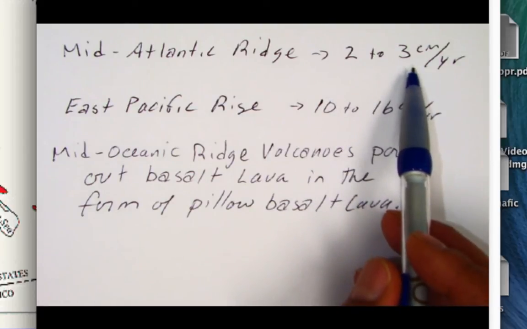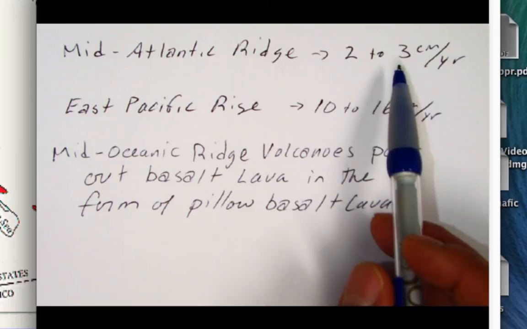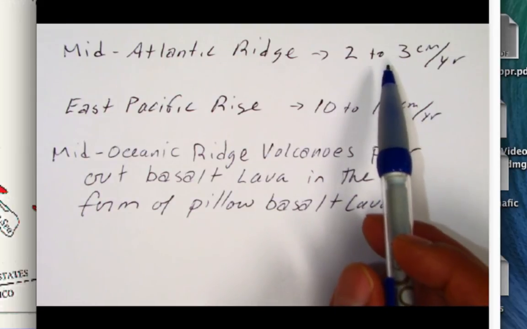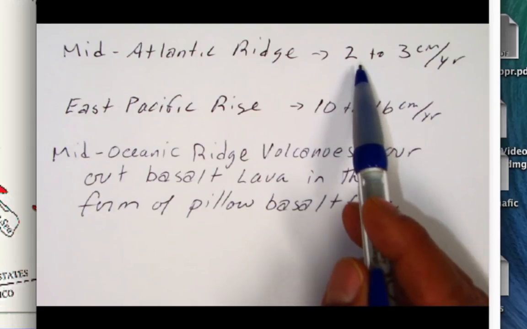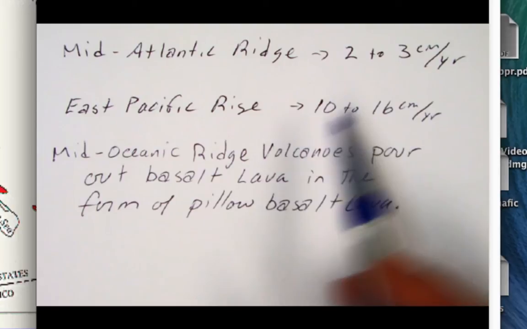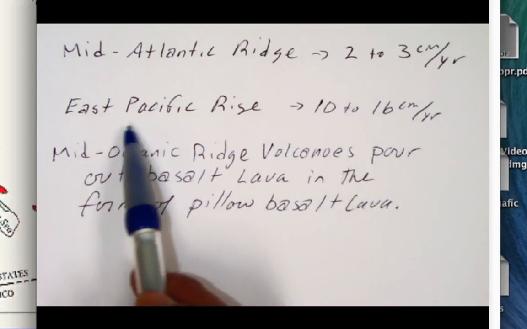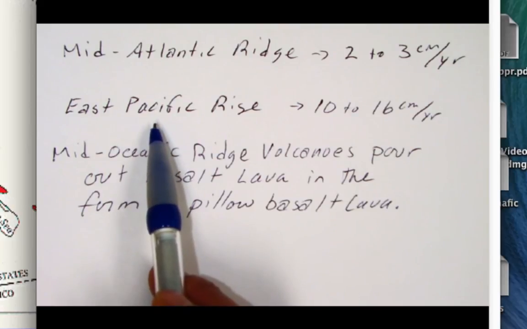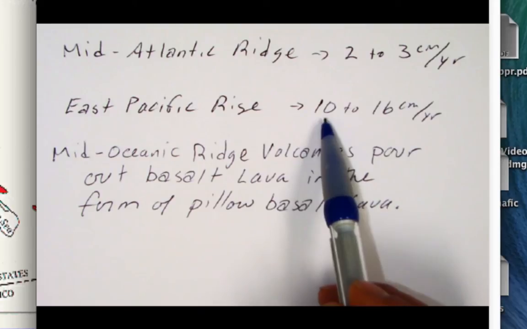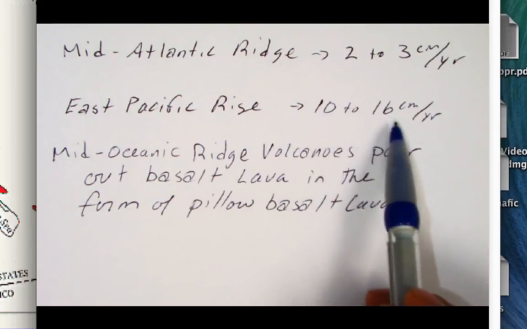That's about how fast your fingernails are growing. And most tectonic plates are moving at about that speed, about an inch per year. Remember, 2.54 centimeters in 1 inch. Now, for the Pacific plate, we have this East Pacific Rise, right? The East Pacific Rise. And this is the mid-oceanic ridge in the Pacific Ocean Basin. And it's moving quite a bit faster, 10 to 16 centimeters per year.